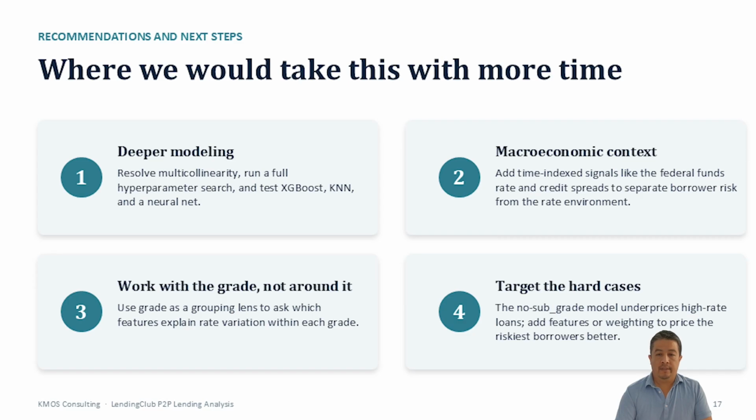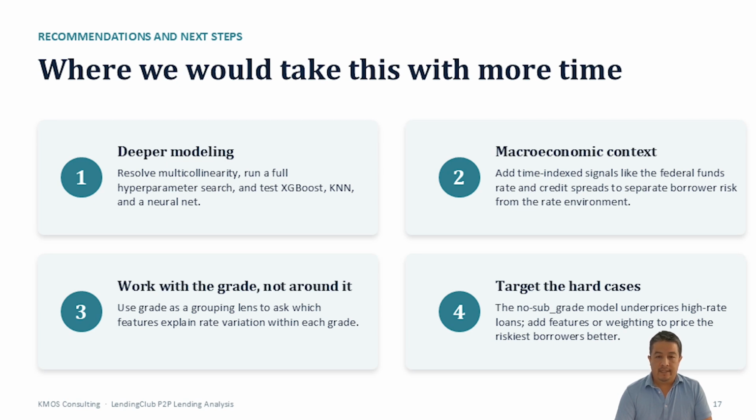The third recommendation is to work with LendingClub's grade system rather than try to work around it. Since grade and subgrade already encode so much of LendingClub's internal risk and pricing logic, future analysis could use grade as a grouping structure. For example, instead of asking what predicts interest rate overall, we could ask which borrower features explain rate differences within each grade.